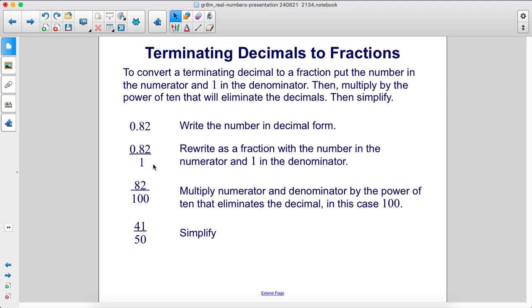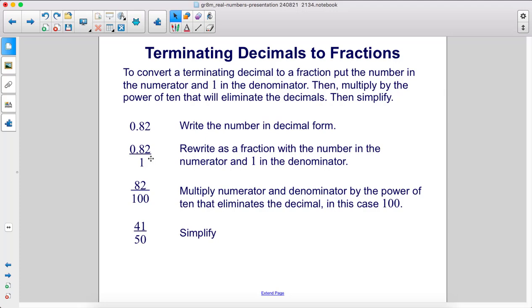Then multiply by the power of 10 that will eliminate the decimals. Then simplify. So 0.82, we're going to write that number in decimal form. Put it over a 1. Rewrite it as a fraction with the number in the numerator and 1 in the denominator.